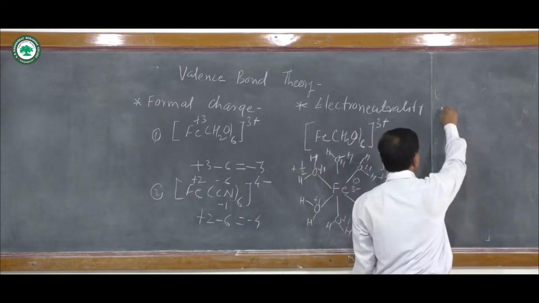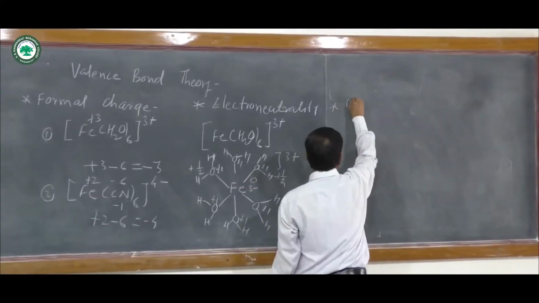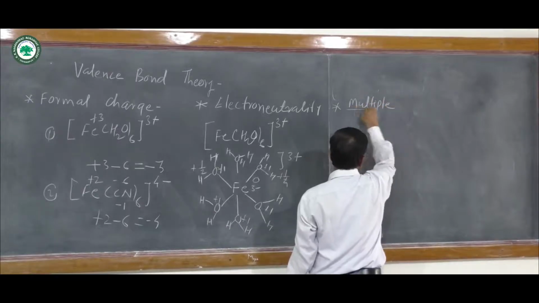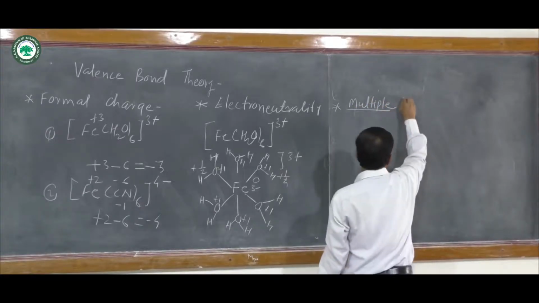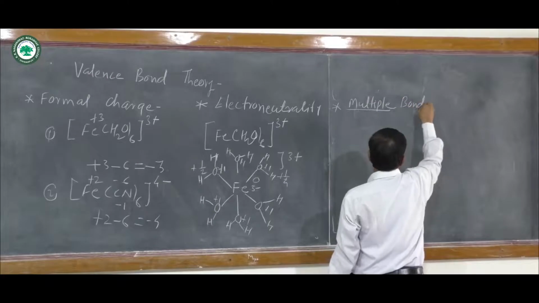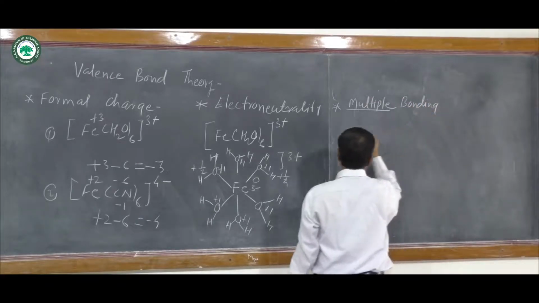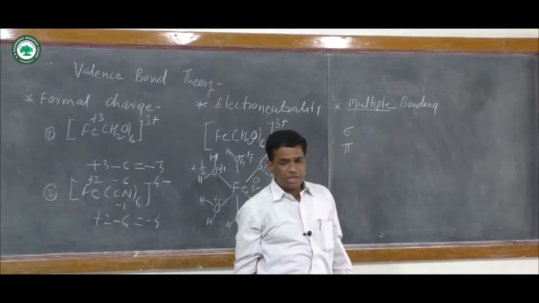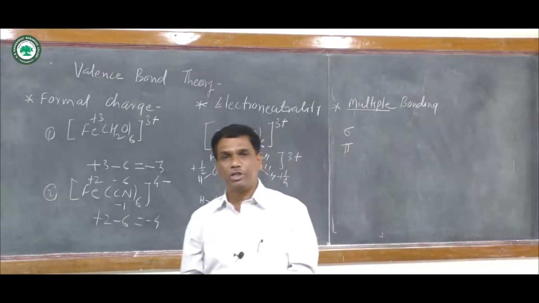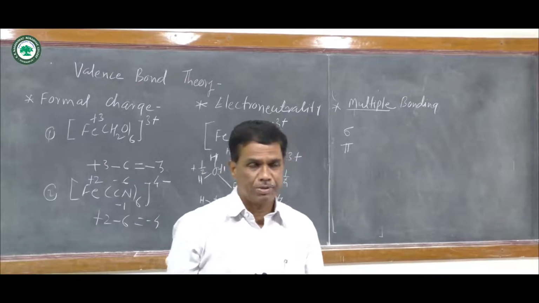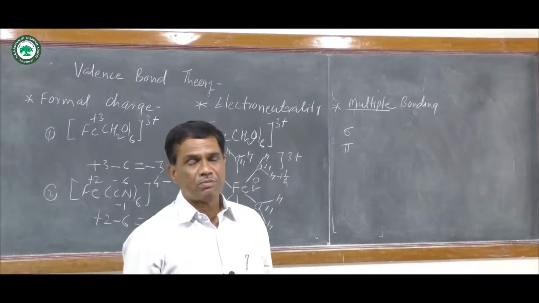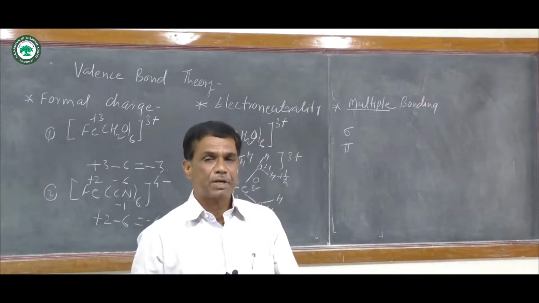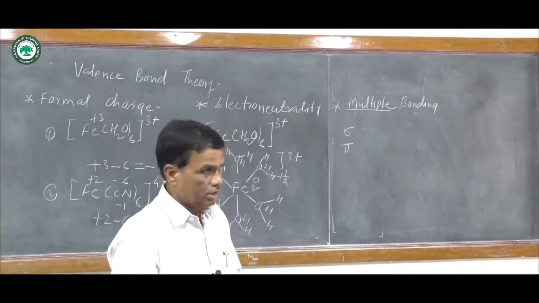Next point is multiple bonding according to the valence bond theory. Multiple bonding means formation of a sigma bond and a pi bond. You know that a sigma bond is formed due to the linear overlapping of atomic orbitals, and pi bonds are formed due to the lateral overlapping, or the overlapping is perpendicular, meaning 90 degrees.